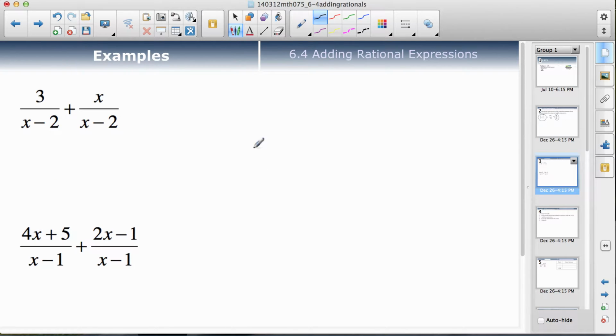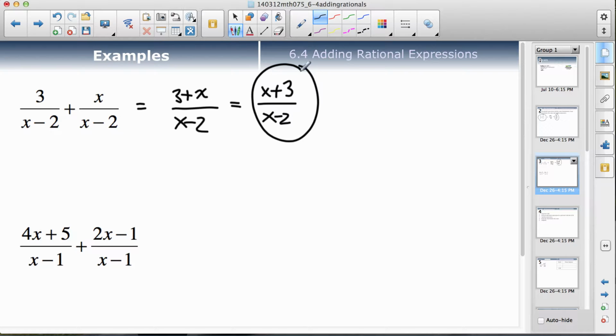Similarly, when we have rational expressions, the same thing applies. If these two denominators are the same, then I just leave the denominator the same, and I'll add what's up top. So I'll have 3 plus x. I would probably reorder the top just so that it's in that descending order that we typically do. So that would be my answer.